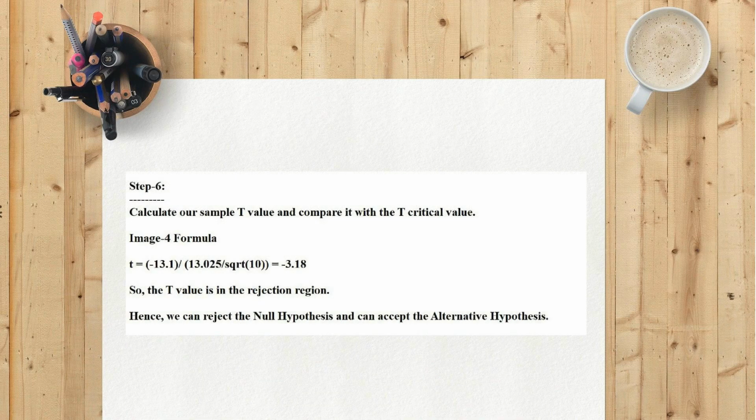Step 6. Calculate our sample t-value, and compare it with the t-critical value. t equals minus 13.1 divided by 13.025 divided by square root of 10, equals minus 3.18. So, the t-value is in the rejection region. Hence, we can reject the null hypothesis, and accept the alternative hypothesis.